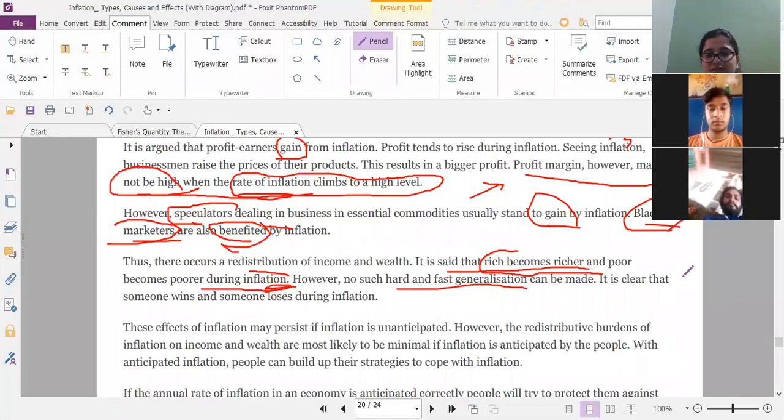Who are the ones at loss? Poor people. In inflation, the rich will become richer and the poor will become more poor.